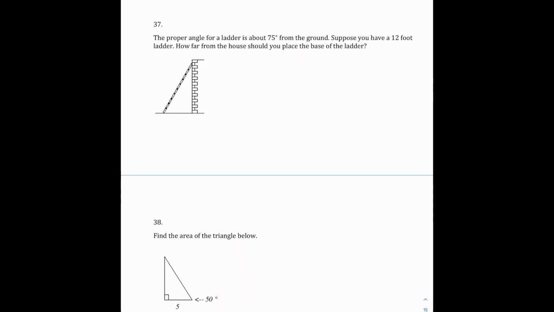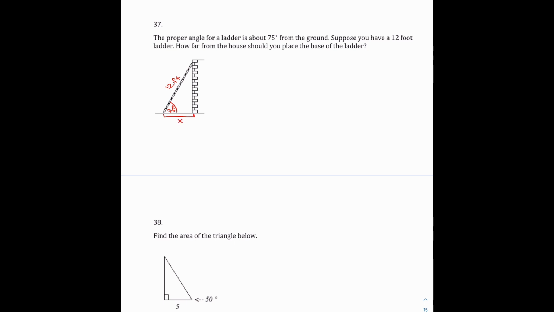Number 37, this question requires a calculator, so you cannot skip that part. The proper angle for a ladder is about 75 degrees from the ground. Suppose you have a 12-foot ladder. How far from the house should you place the base of the ladder? So we need to find this distance right here. I'm going to call that x.